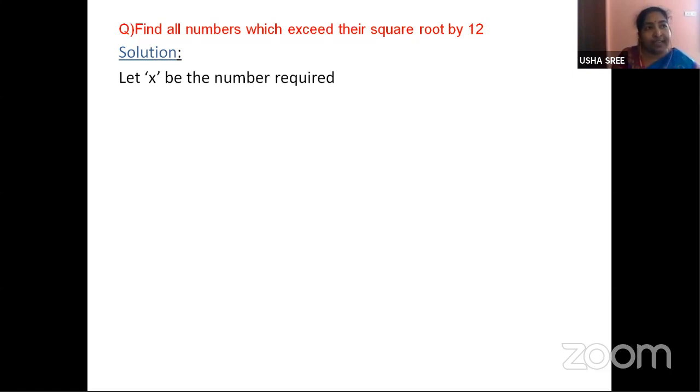Then what is he saying? Square root of this number is exceeding the number by 12. How much is it exceeding? 12 it is exceeding. That means if you add 12 to the square root, it will be equal to the number you are taking. Then we will rearrange this equation by moving this 12 to this side so that I can leave only the square root term on one side. So x minus 12 is equal to root x. We will call it equation number 1.